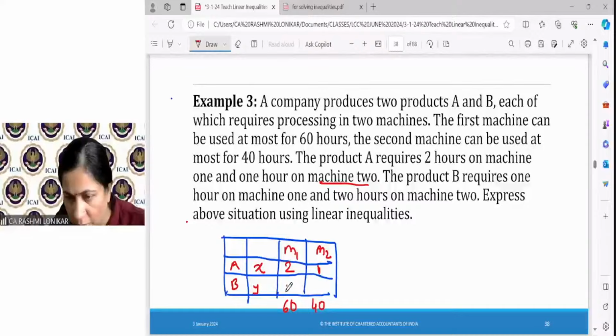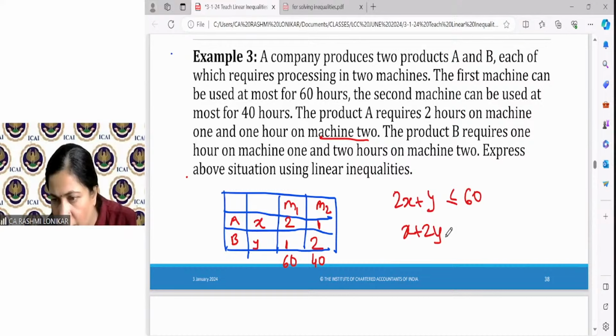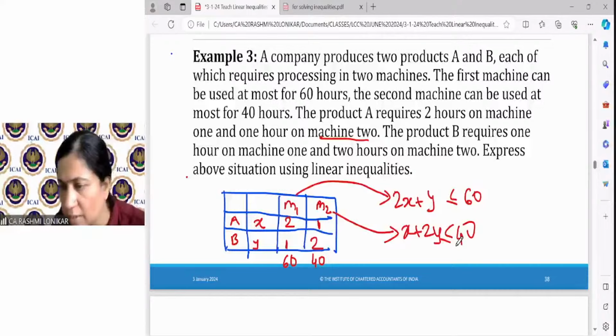Here there is no objective function. They are just asking you to express the situation using linear inequalities. So what do I have? For M1, you have 2x plus y is less than or equal to 60, and x plus 2y is less than or equal to 40 for M2. So you may get this type of question where you just have to express it in terms of the constraints that are there.